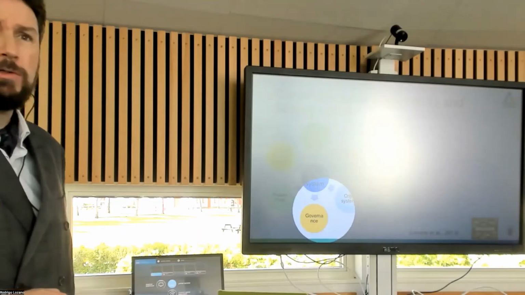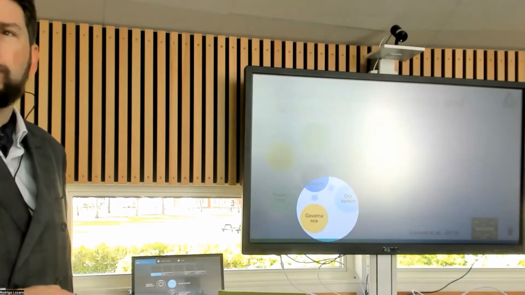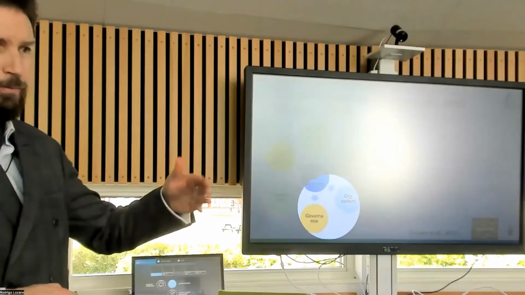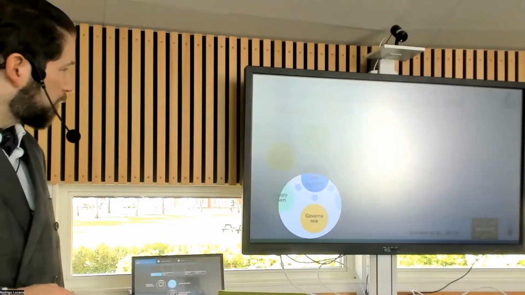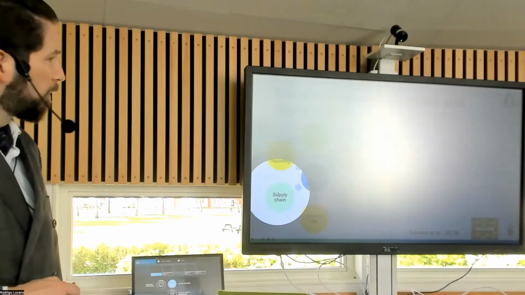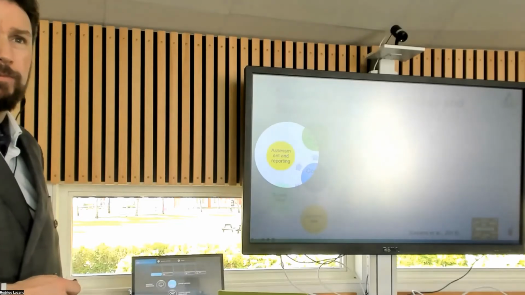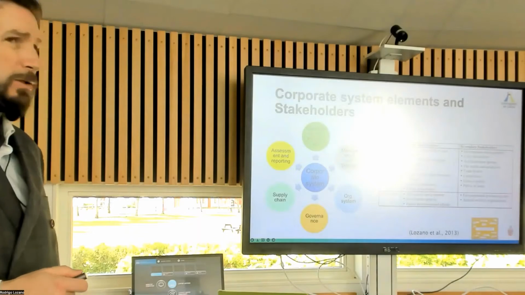We have governance, that is the rules of how the company operates, but also the board of directors, champions, etc. We have the supply chain, and then we have assessment and reporting. And we have primary and secondary stakeholders.